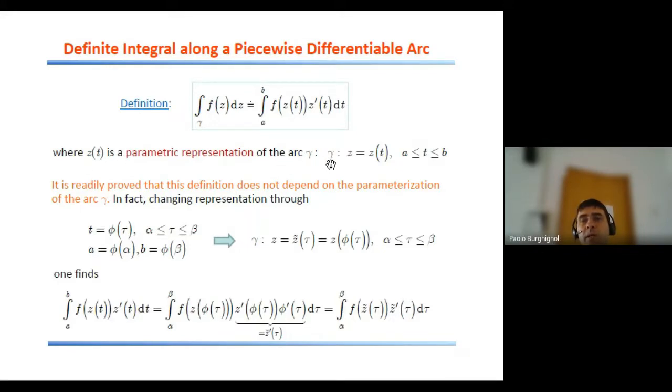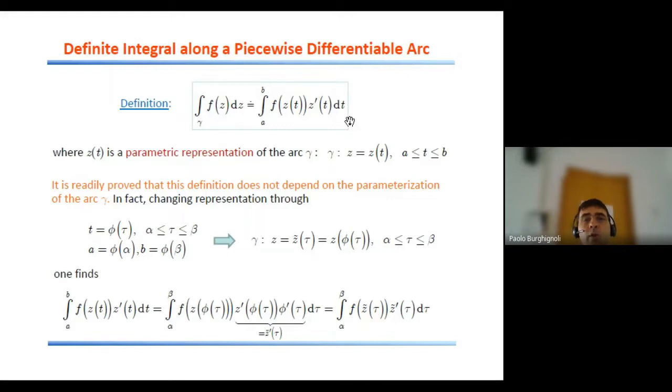In fact, the curve gamma is represented by a parametric representation like z equals z of t, where z is the complex number, and t is the real parameter that goes from a to b. So if you let the parameter t vary from a to b, the point in the complex plane will describe your differentiable arc. And the definition implies that you integrate the function f multiplied by the first derivative of the parametric representation, z prime of t.